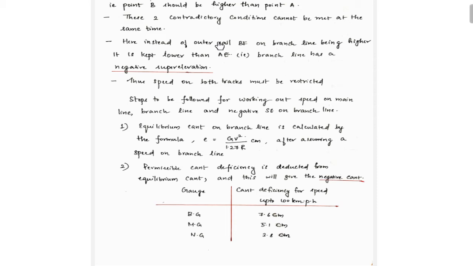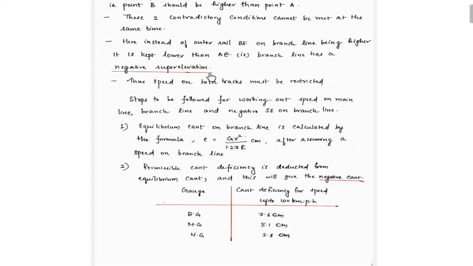So what do we do? Instead of outer rail BF on the branch line being higher, it is kept lower than AE. That is, instead of raising the outer rail on the branch line, we keep it lower than the inner rail. Okay? The outer rail BF on the branch line should be made higher, but it is kept lower than AE in such a condition. That means the branch line has a negative superelevation.